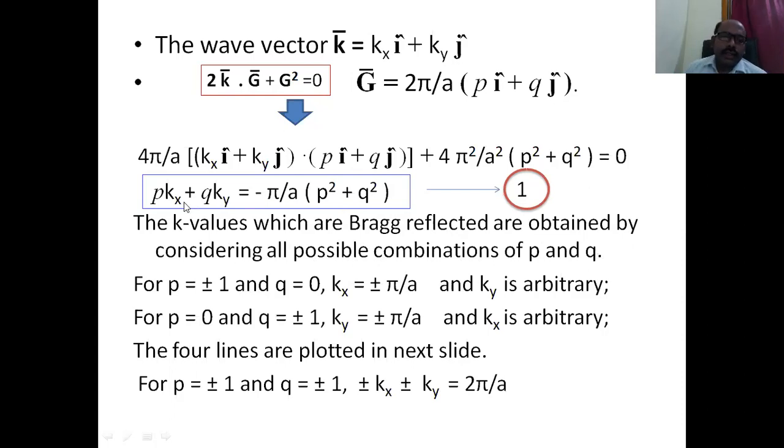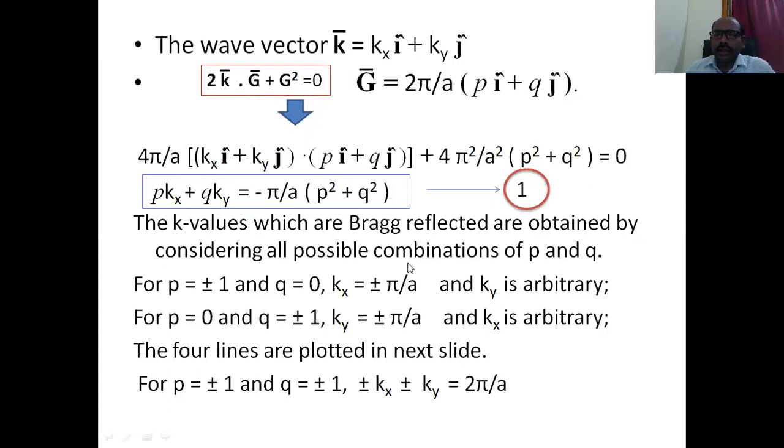So we will get only certain k values at which the Bragg reflection occurs. Those k values can be found by whatever we are getting here; those are the k values. After implementing this condition, whatever kx, ky we get here, at those k values Bragg reflection occurs.